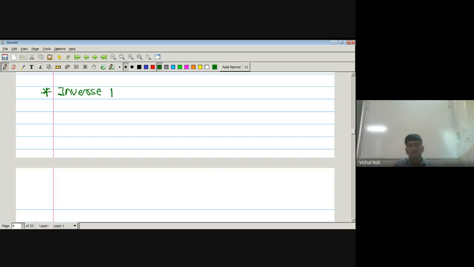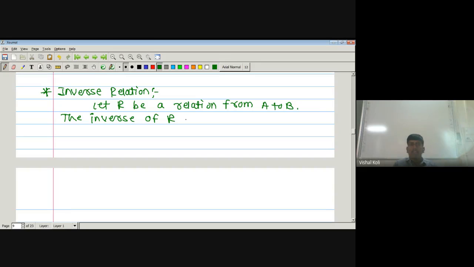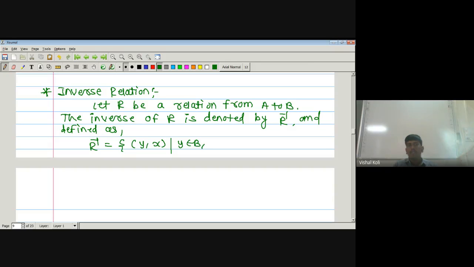Inverse relation. Let capital R be a relation from A to B. The inverse of relation R is denoted by R to the power minus 1, that is R inverse, and defined as R inverse contains all the elements (y, x) such that y belonging to B, x belonging to A, and (x, y) is an element of relation R.